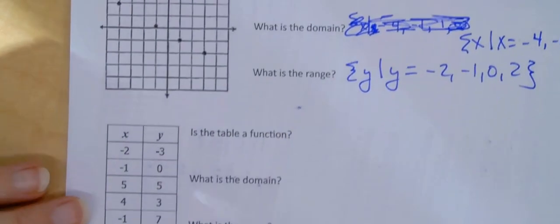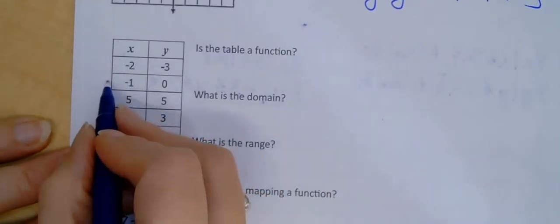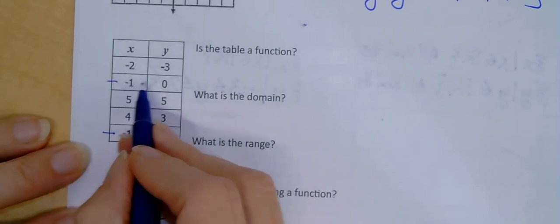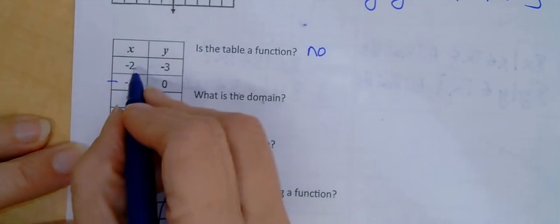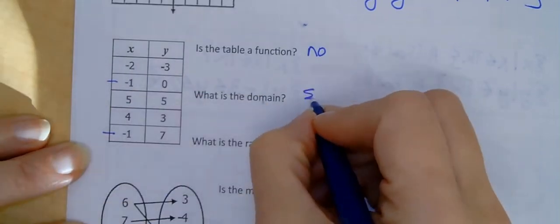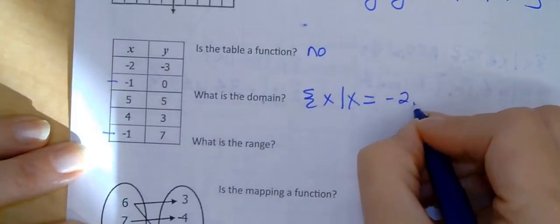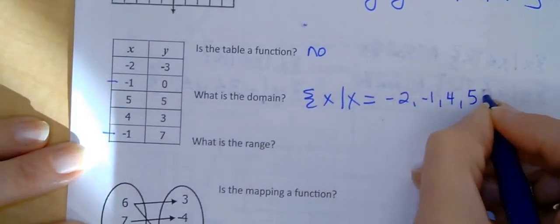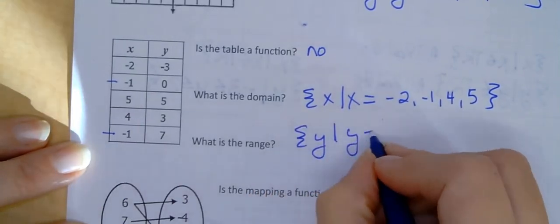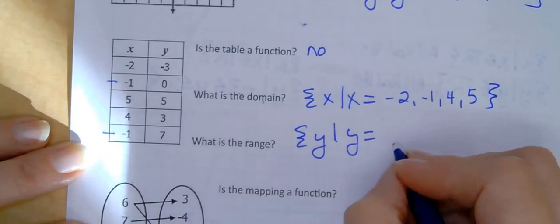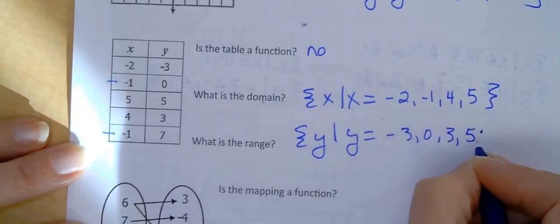Right? Is this table representing a function? I'm just looking at my x values. I have some repeats right here. -1 can go to 0 or 7, so no, it is not a function. The domain, though, they've given me all of my numbers. I know that I want x such that x equals, in numerical order, -2, -1, 4, 5. Don't repeat. What is my range? Those are my y values, so I want y such that y is equal to everything over there: -3, 0, 3, 5, 7.